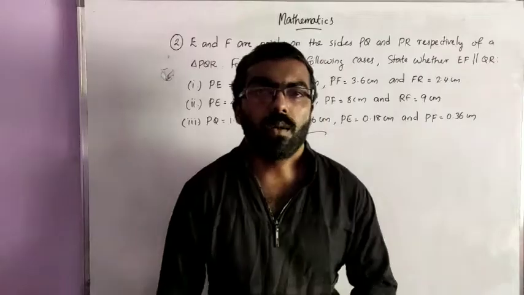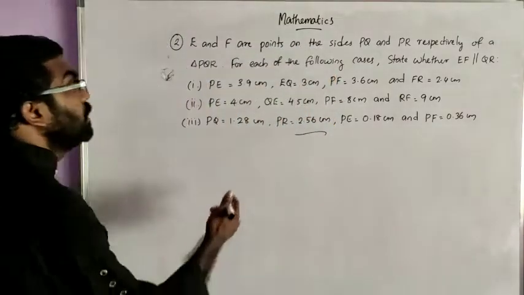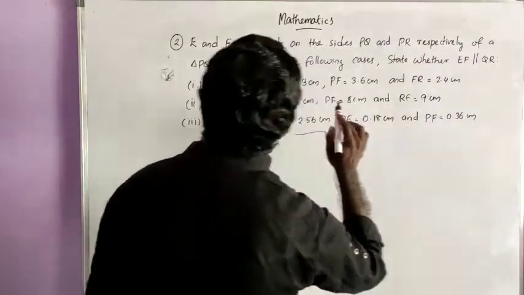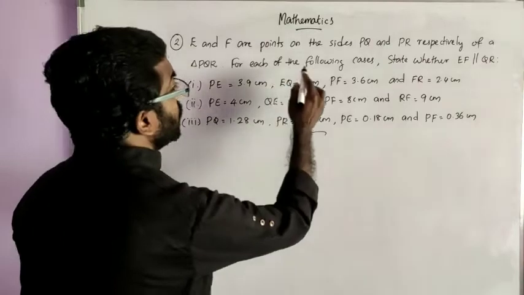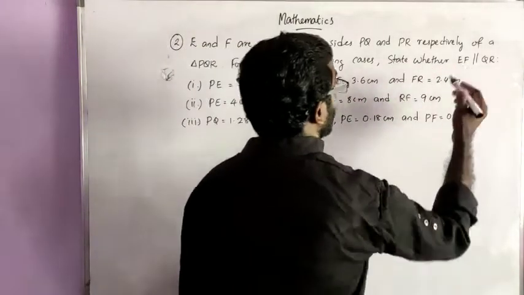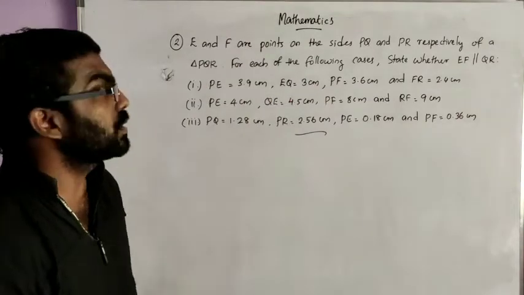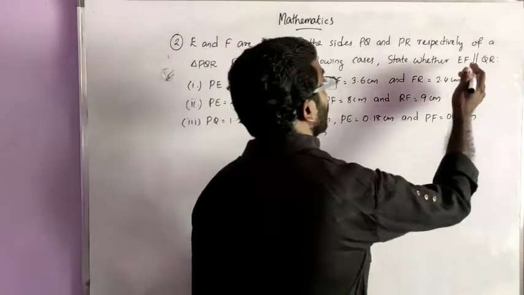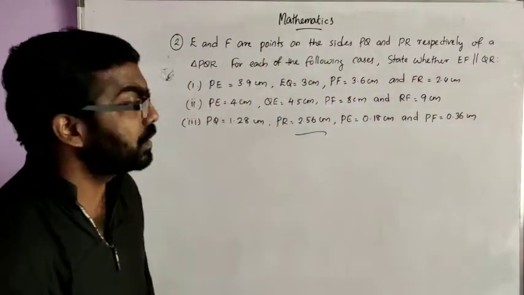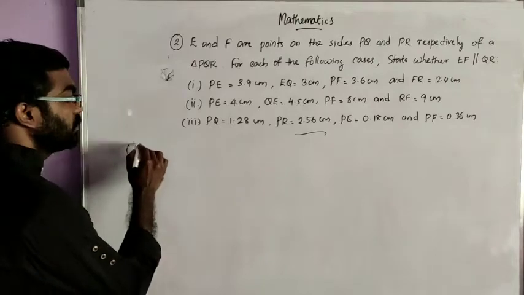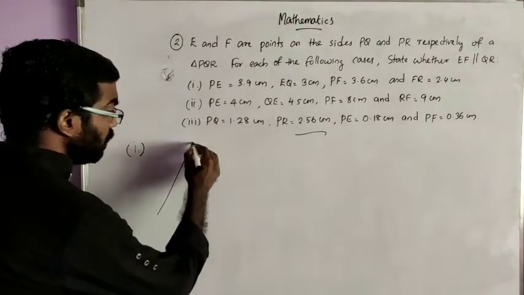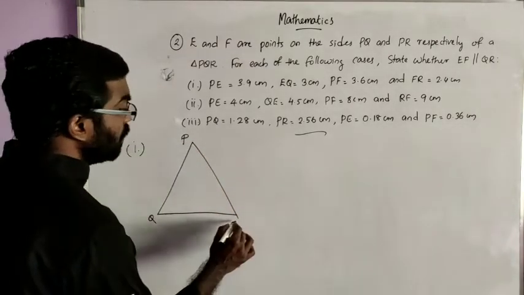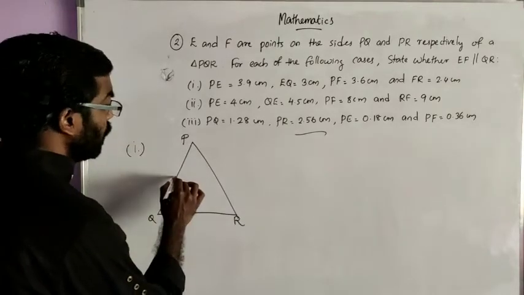Now we move on to the second question. E and F are points on the sides PQ and PR respectively of a triangle PQR. For each of the following cases, state whether EF is parallel to QR. Here three sub-questions are given. We have to check in each and every case whether EF is parallel to QR. So let us take the first one. Here we are given a triangle PQR in which E and F are points on sides PQ and PR.